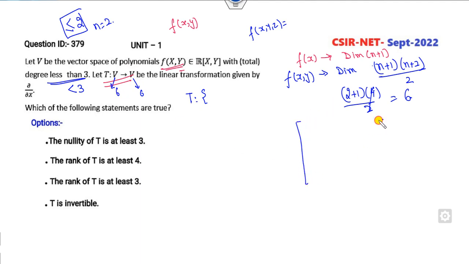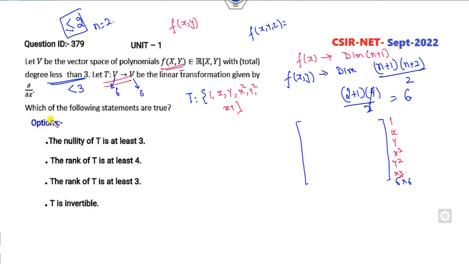So I have to construct a 6 cross 6 matrix. What are the elements? 1, x, y, x square, y square, and xy. These are the elements, so I can write them here: 1, x, y, x square, y square, xy.